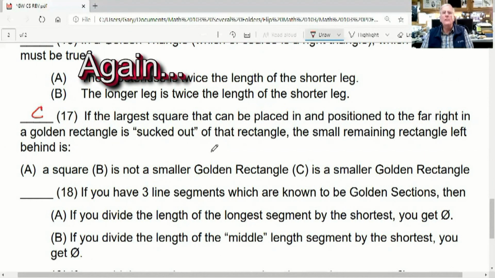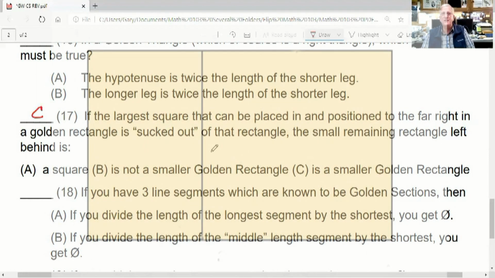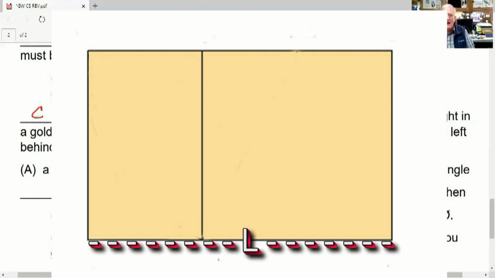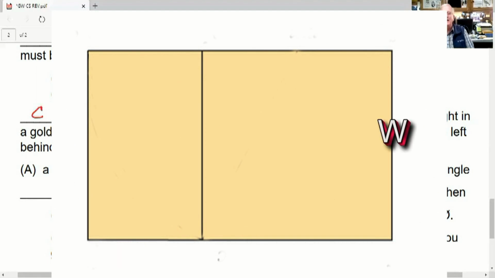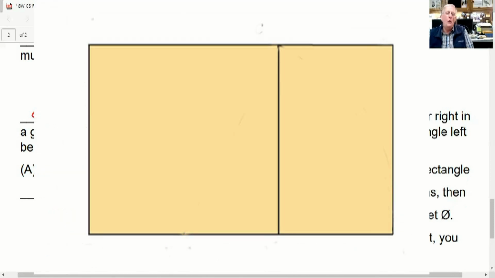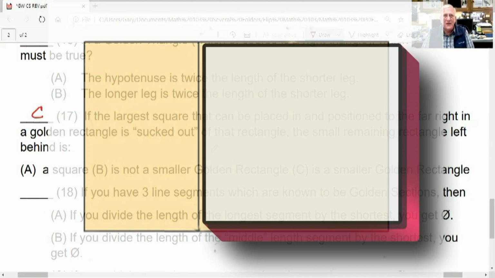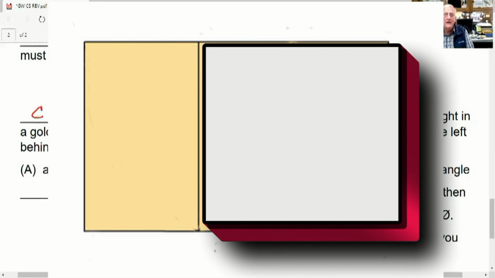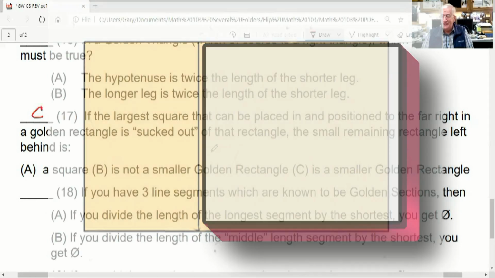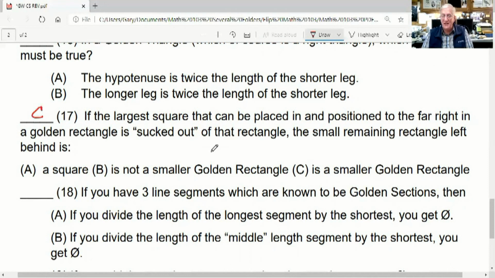If you have a golden rectangle constructed in such a manner that its length is on the bottom and its width is its height, and you have drawn a large square either to the far right or to the far left in the golden rectangle, when you suck out that square from either end, the figure left over is a smaller rectangle. And if you recall, it is a golden rectangle, all right? So, correct answer is C.